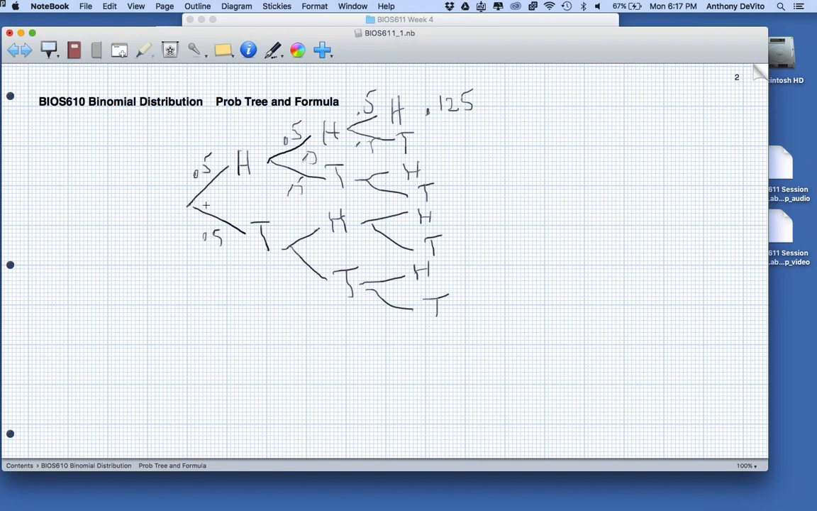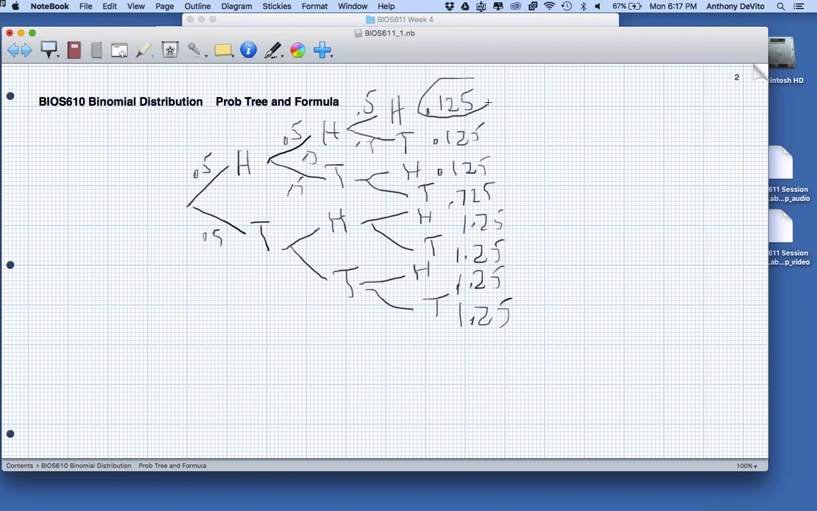Right? Probability of getting 2 heads and 1 tail is 0.125. Probability of getting a head, a tail, and then a head in that order is 0.125. So they're all the same probability. Each one of these outcomes has the same probability as it happens. What do I got? I got 6, 7, 8. How many ways can I get all 3 heads? There's only 1, right?